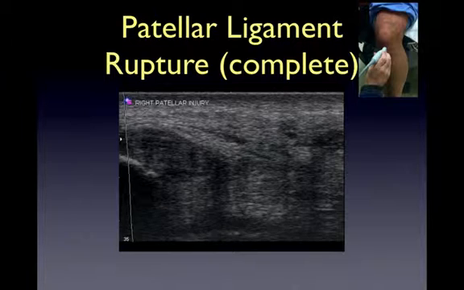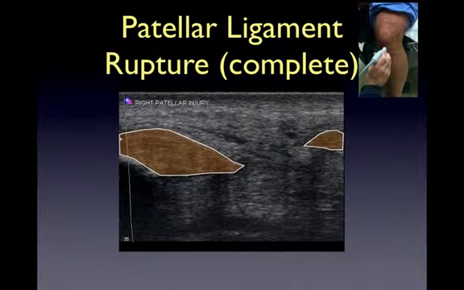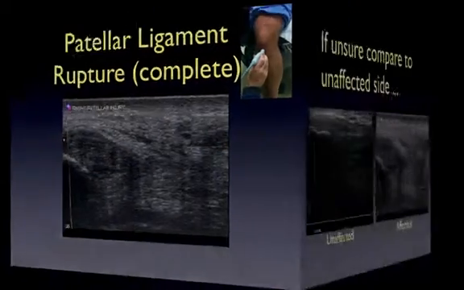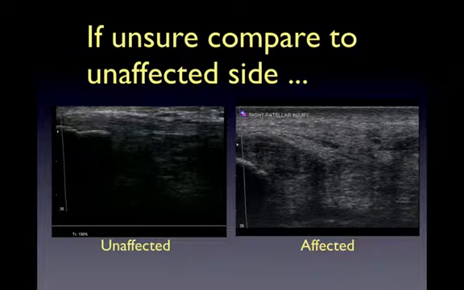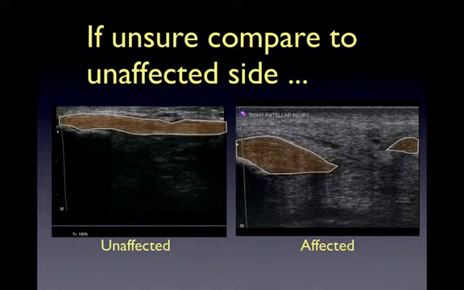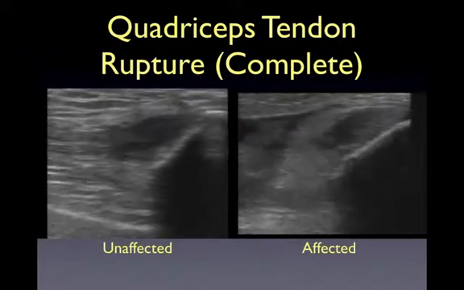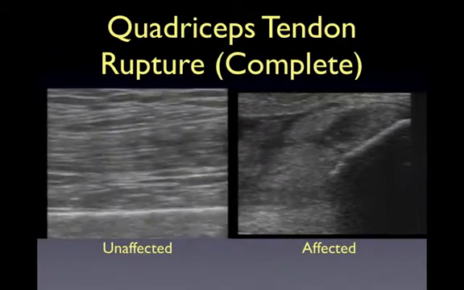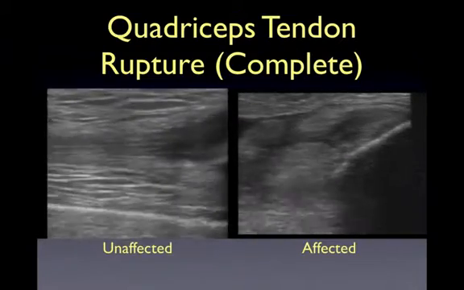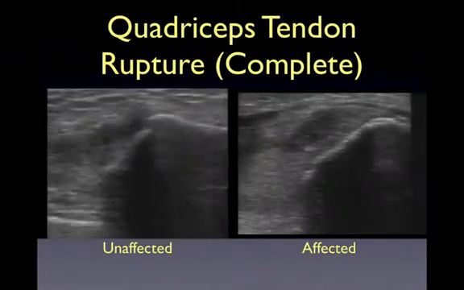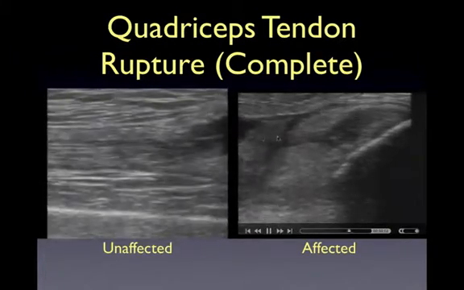Here we see a right patellar ligament injury with retraction and swelling of the distal and proximal tendon complexes, which we'll highlight here. Again, comparison to the other side reinforces the pathologic finding. Here we see a quadriceps tendon rupture on the right with a normal comparison on the left. You can see the retracted tendon floating in some fluid here.